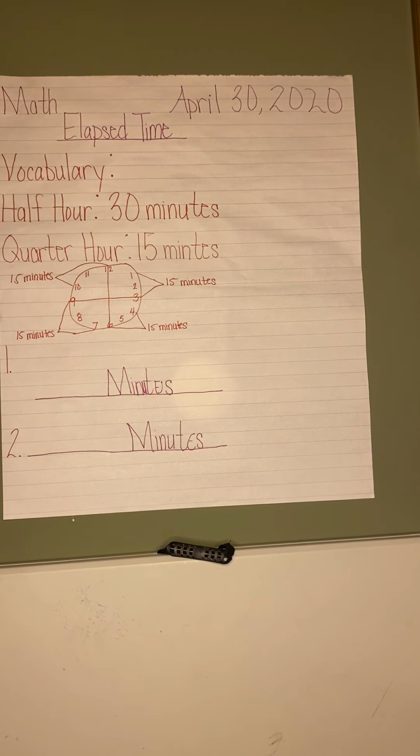But now let's look at number 4. So number 4 says, write the time, then circle AM or PM. Chad's trumpet lesson begins at 4:30 p.m. It lasts for 45 minutes. At what time does his lesson end?